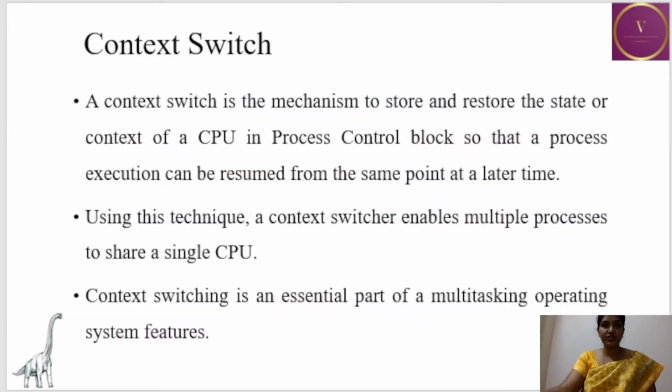Next is context switching. Context switching is the mechanism to store and restore the state or context of a CPU in the process control block, so that the process execution can be resumed from the same point at a later time. When a process is getting executed and the CPU moves to the next process, the state of process 1 is stored in its PCB, so that when process 1 comes back to the CPU, it can resume from the place where it left the CPU. So that is what context switching is.